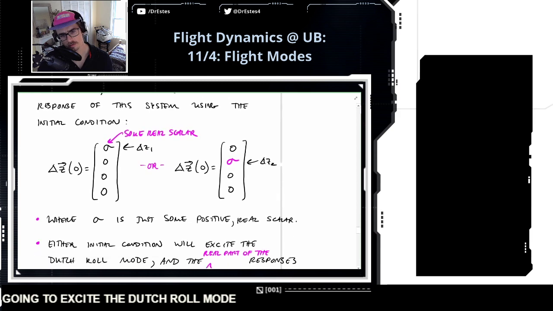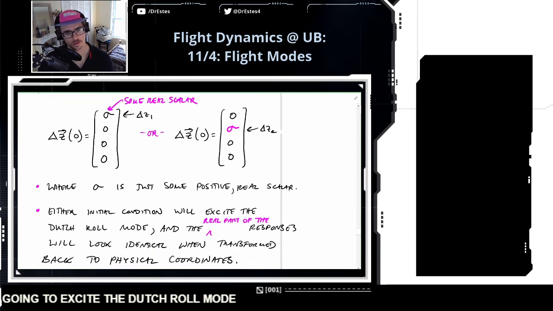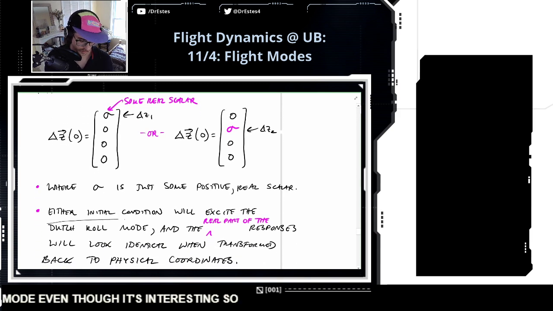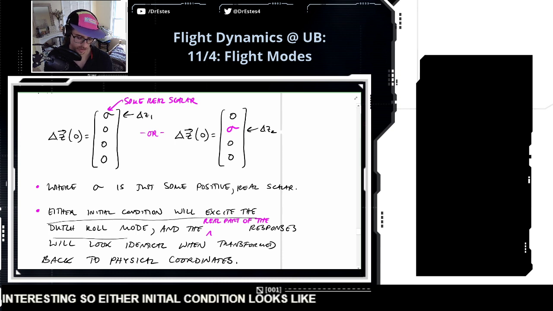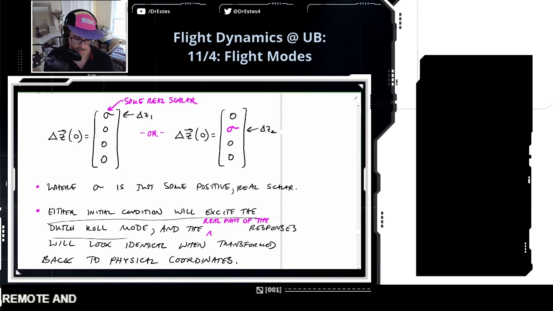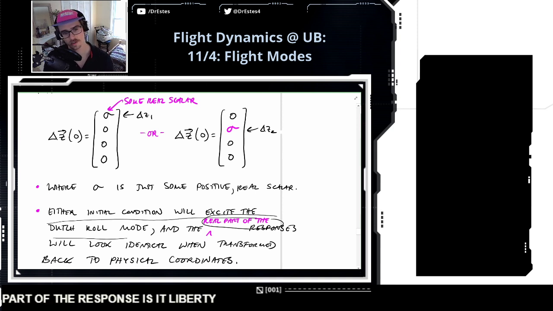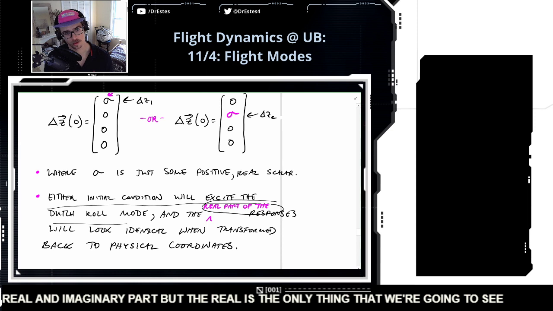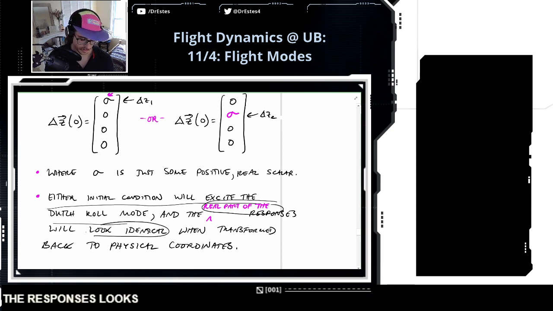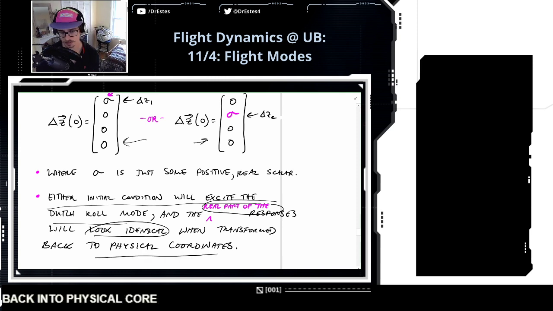So it turns out either of these initial conditions is going to excite the Dutch roll mode. Even though it's interesting, either initial condition will excite the Dutch roll mode. The response is going to have a real and an imaginary part, but the real part is the only thing that we're going to see. The real part of the responses looks identical regardless of the initial condition that you use when transformed back into physical coordinates, and I'll show that to you.